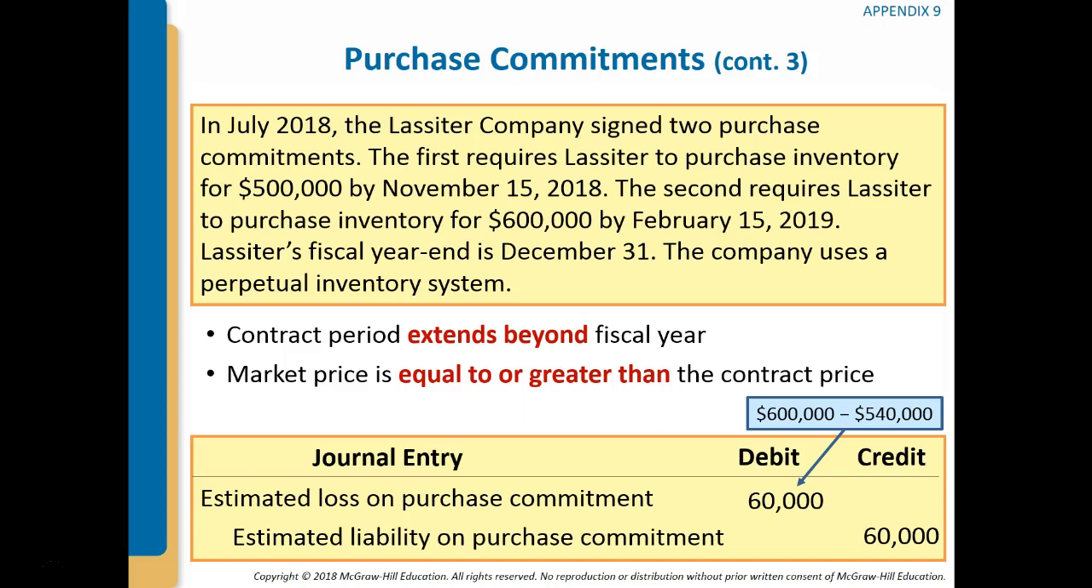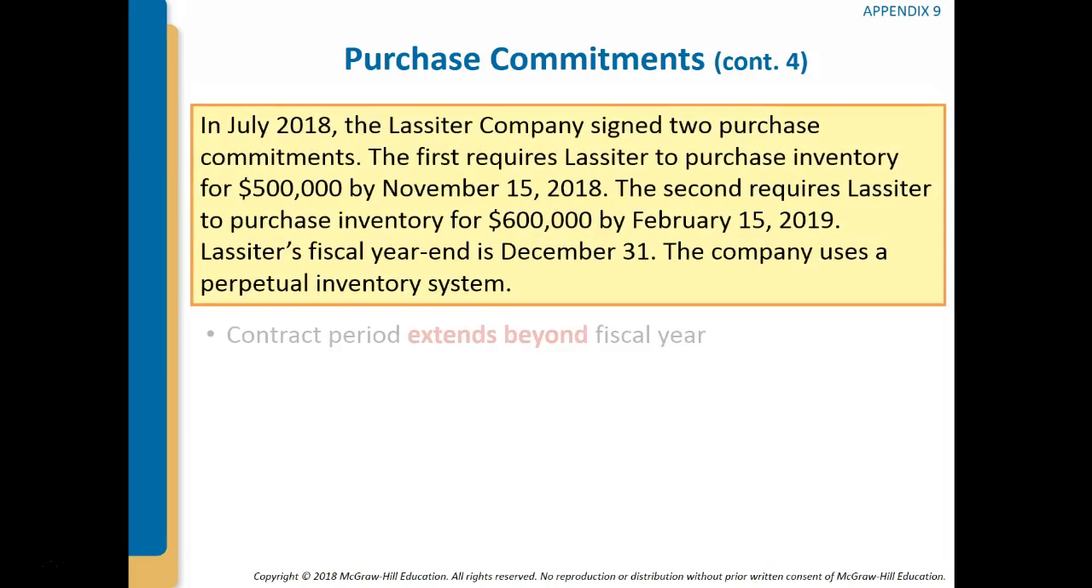Now at this point, the loss is an estimated loss. The actual loss, if any, will not be known until the inventory actually is purchased. The best estimate of the market price on date of purchase is the current market price, in this case, $540,000. Because no inventory has been acquired, we can't credit inventory for the loss. Instead, a liability is credited because, in a sense, the loss represents an obligation to purchase inventory above market value.